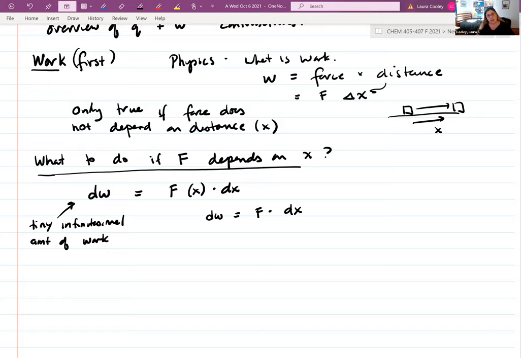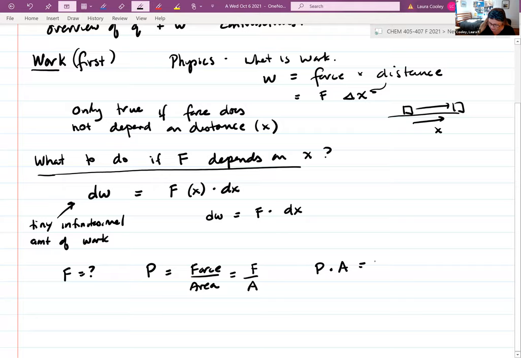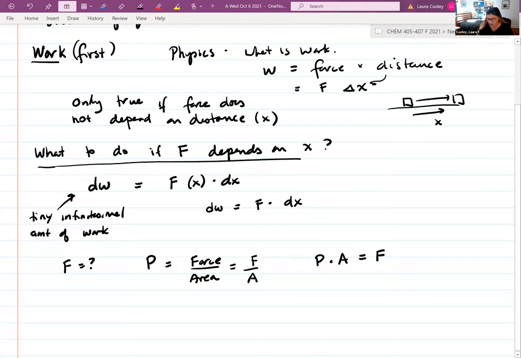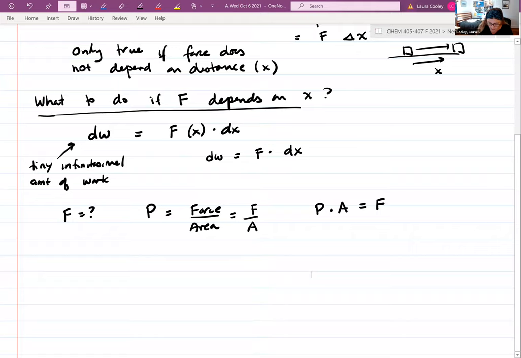Okay, so let's make a little illustration here. In our situation, we relate force to pressure. Pressure is force per unit area, F over A. So that means PA is equal to F: the pressure times the area that the force is exerted over. This is the type of situation that we're mostly interested in. We have some kind of piston-like container, and the top of it has a certain area. And let's say it moves a little bit.